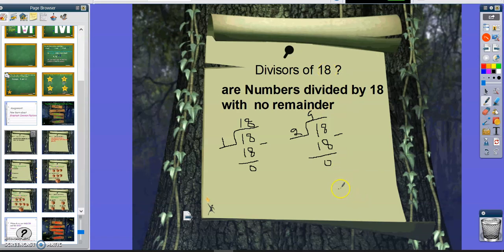What about 7? 18 divided by 7. 7 times 2 is equal to 14, 7 times 3 is equal to 21, so 2. 7 times 2 is equal to 14, minus, so here the remainder is equal to 4. So we have a remainder, then 7 is not a divisor of 18.